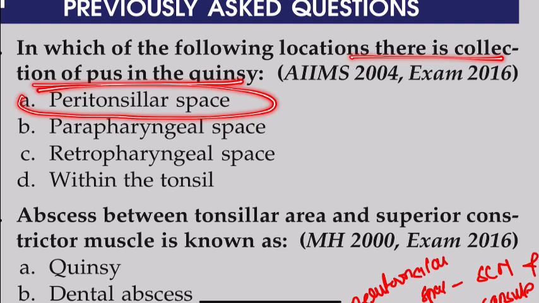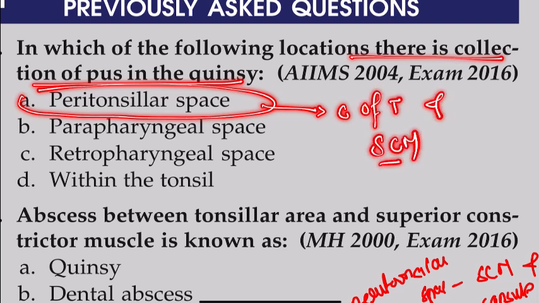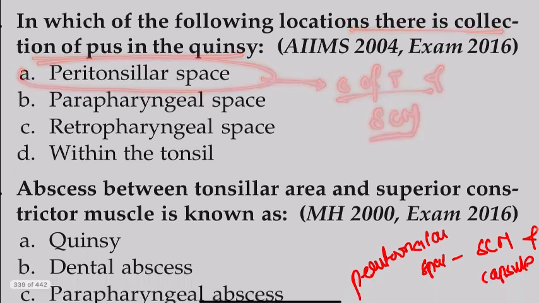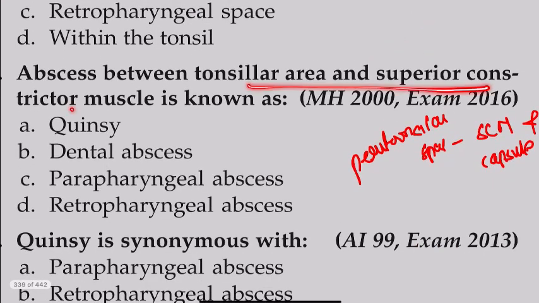Now what is this peritonsillar space? It is the space which lies between the capsule of tonsil and the superior constrictor muscle, right? The abscess between the tonsillar capsule and superior constrictor muscle is known as quinsy or peritonsillar abscess, right? One important thing here is that the most common organism is Streptococcus pneumoniae, Staphylococcus aureus, right? And the patient will present with pain in throat, odynophagia, hot potato voice, that is muffled and thick voice, right?